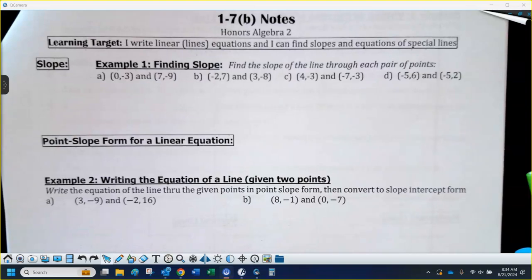So we are going to see if you guys remember how to write equations of some lines. And we're also going to talk about some special types of lines in terms of parallel, perpendicular, horizontal, vertical.